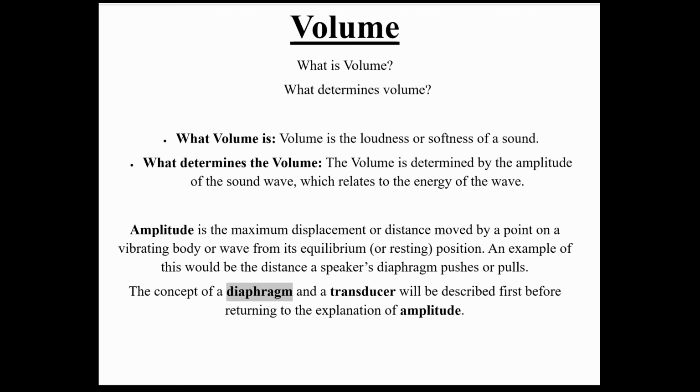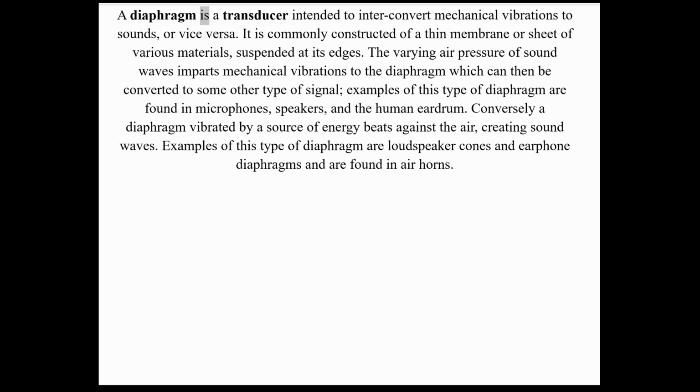The concept of a diaphragm and a transducer will be described first before returning to the explanation of amplitude. A diaphragm is a transducer intended to interconvert mechanical vibrations to sounds, or vice versa. It is commonly constructed of a thin membrane or sheet of various materials, suspended at its edges. The varying air pressure of sound waves imparts mechanical vibrations to the diaphragm, which can then be converted to some other type of signal. Examples of this type of diaphragm are found in microphones, speakers, and the human eardrum.